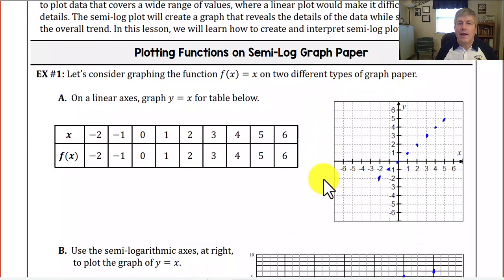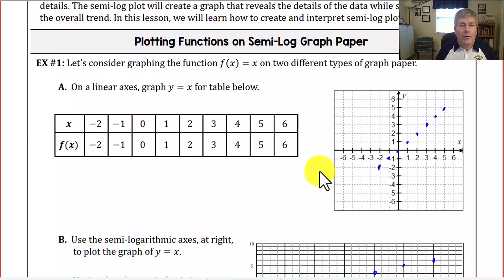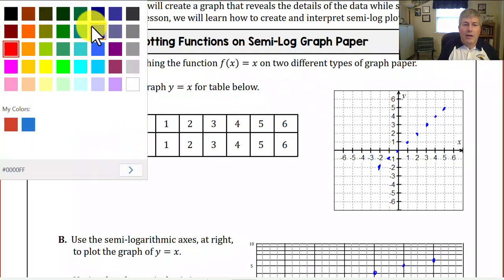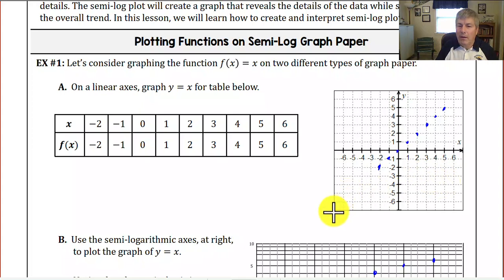So let's go ahead and plot a linear function. We're just going to plot y equals x on the normal Cartesian plane here, and we get those data points, and then we can draw a line through those, and there's the graph of y equals x.